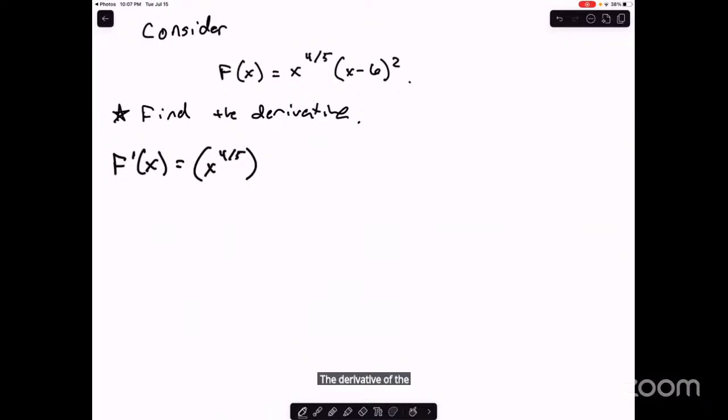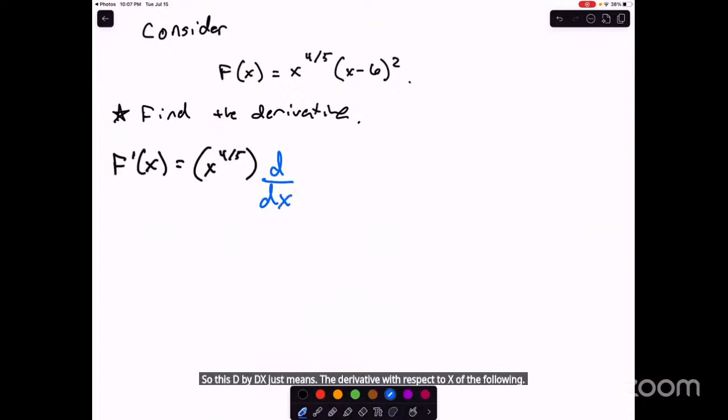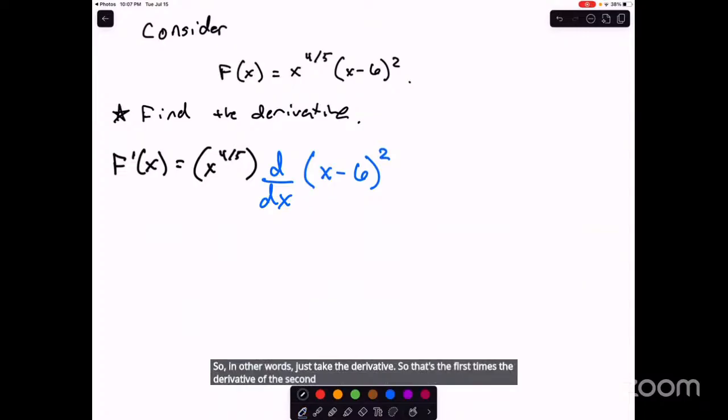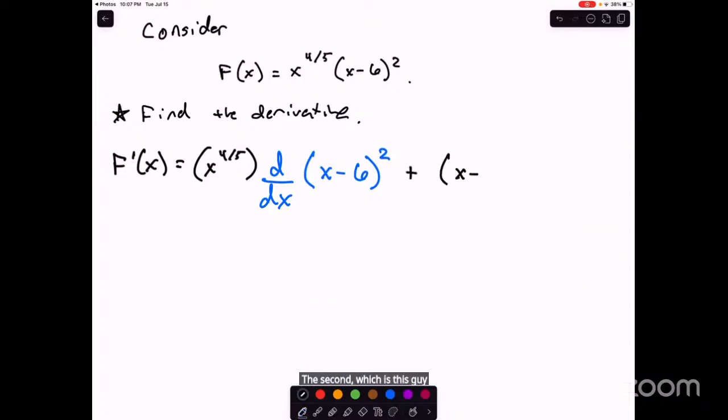The derivative of the second, so first I'm just going to write it as d by dx. So this d by dx just means the derivative with respect to x of the following. All right? So d by dx of this guy. So in other words, just take the derivative. So that's the first times the derivative of the second plus the second, which is this guy, times the derivative of the first, which is going to be this guy, x to the power of 4 over 5. Okay? So that's called the product rule for find the derivative.